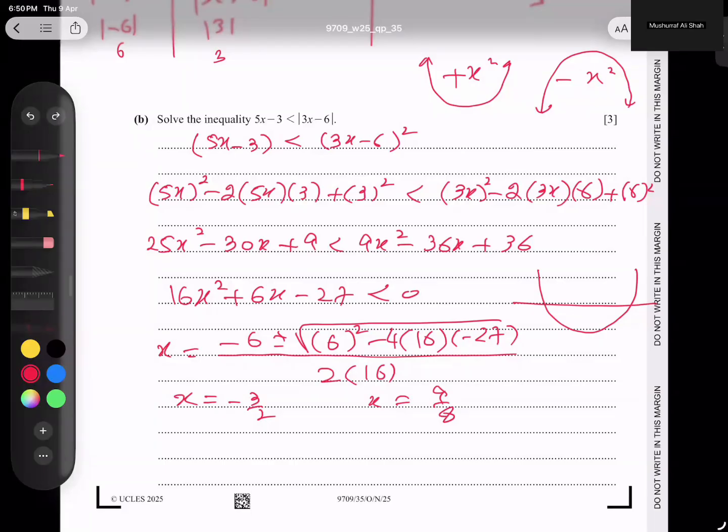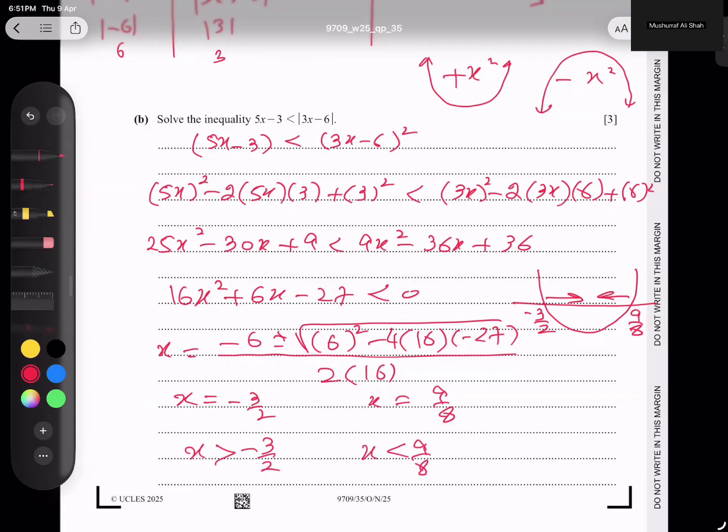Okay. After this, student, what to do? Negative 3 by 2, I'm writing here, and 9 over 8, I'm writing here. So how to write it? The lesser is always inside. If it's more, it is outside. We have done this kind of question in AS level. So how to read this one? X is more than negative 3 over 2, and how to read the other one? Less than 9 over 8.